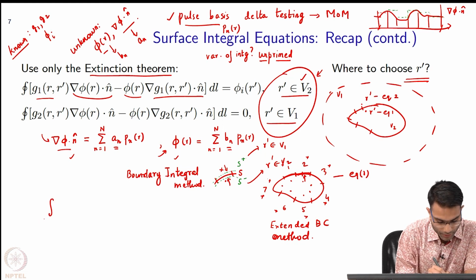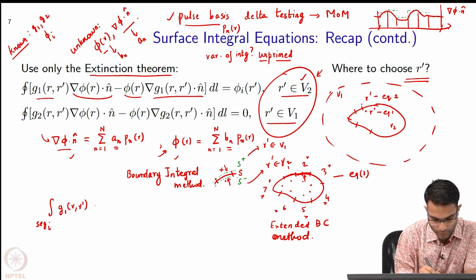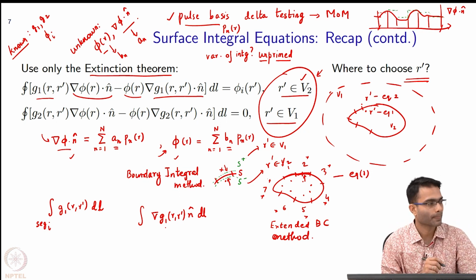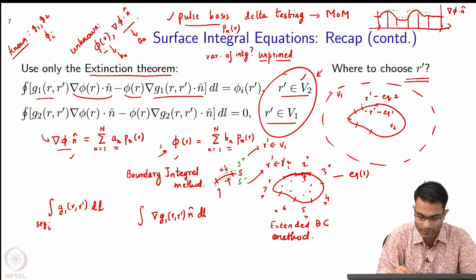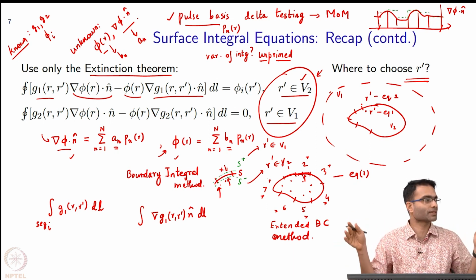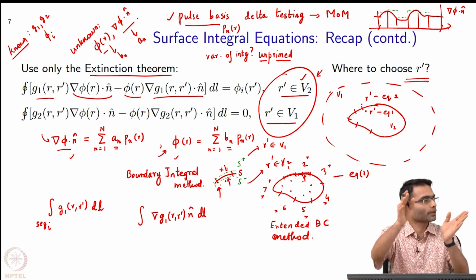So, let's take a segment, let's call it segment I. I'll have to evaluate G1(r, r prime) dl, because it may be curved, and I have to evaluate grad G1(r, r prime) dot n hat dl. That's what I have to evaluate. A segment means a segment like this, and sum over all such segments. I have broken up the whole thing into several segments. I have to evaluate this integral over each segment.